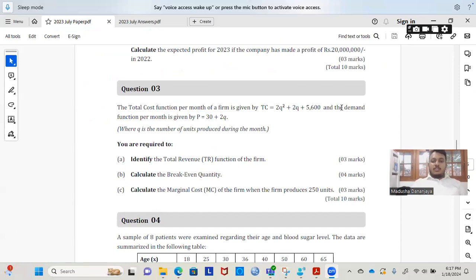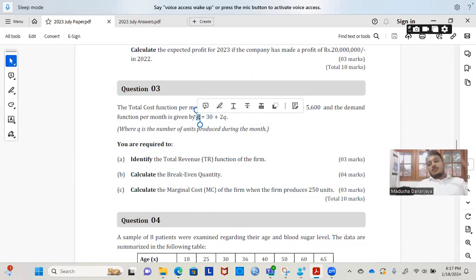Now here, read this. The demand function per month is given by P equals 30 plus 2Q. Now this is the demand function. Can you see that when Q changes, what changes? P changes, no? Just replace Q with 1 and see what P is. If you put 1 for Q, 2 into 1 is 2, 2 plus 30 will be 32, P will be 32. If you replace Q with 2, 2 into 2 is 4, 4 plus 30 is 34. See, when Q changes, P changes, no?